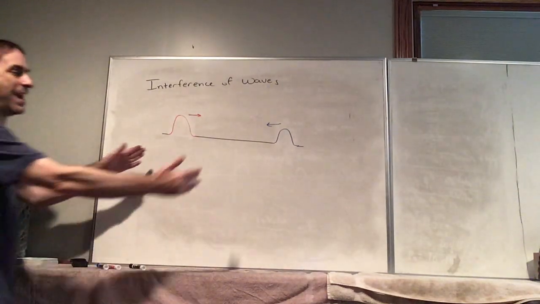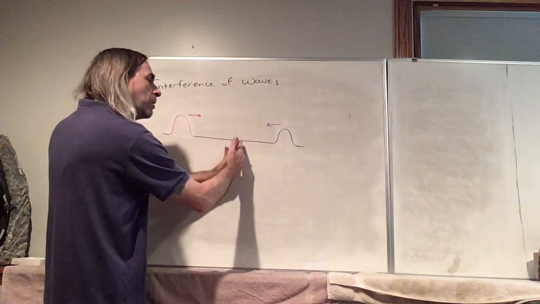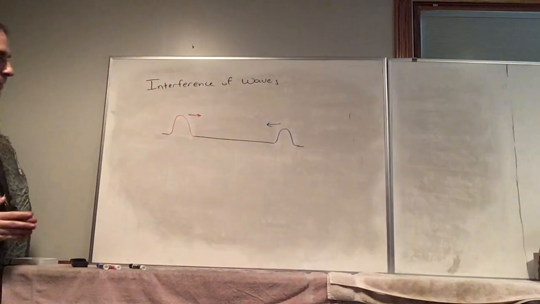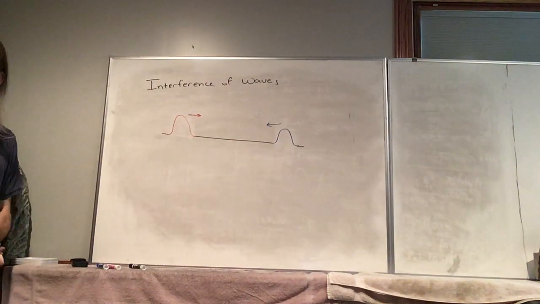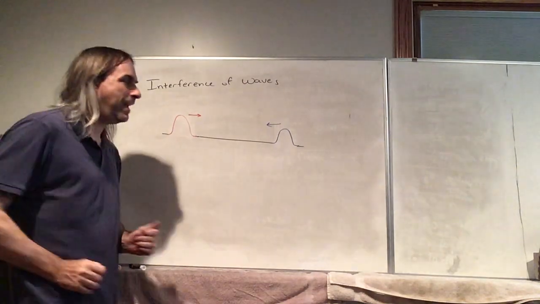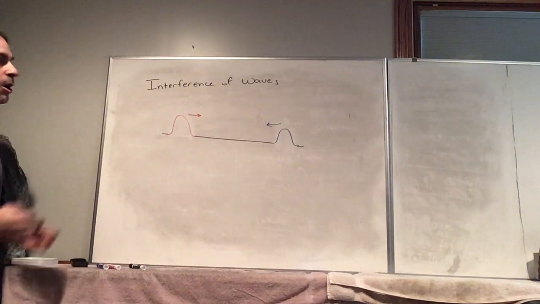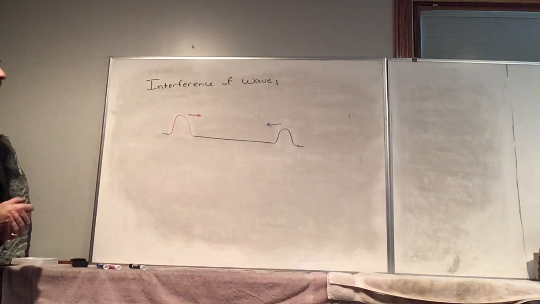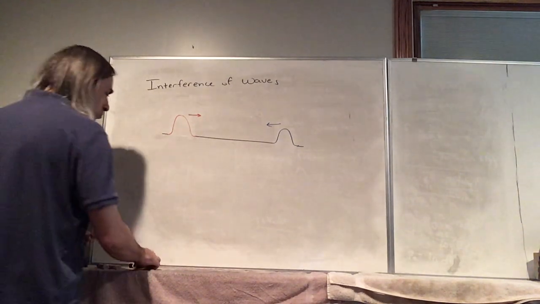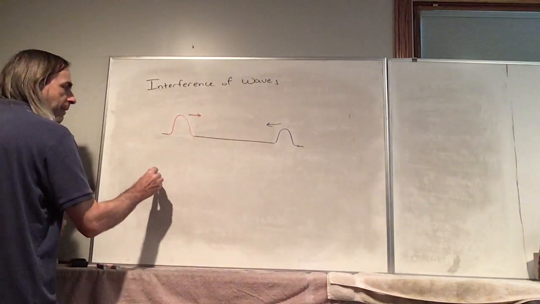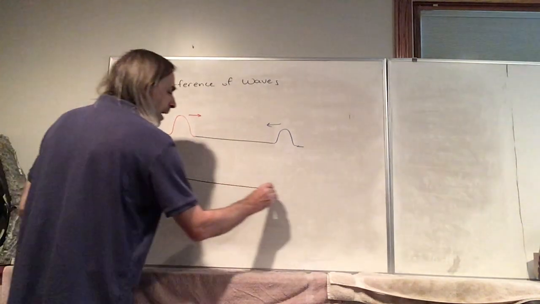So again, if you look at a later time, they're getting closer and closer together, but at some point they're going to overlap. And what's going to happen while they overlap? That's what we call interference of waves. So there's no point in drawing anything until they start to overlap.